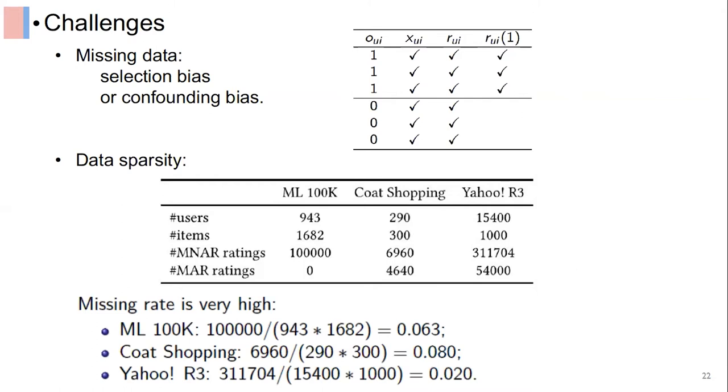Currently, most of the causal recommendation methods focus on the missing data problem. In addition, since the missing rate is very high in recommendation, this problem is called sparsity. We can say that only 2% of the outcomes are observed in the Yahoo R3 data. So 98% of data are missing, and we only observe 2% of the data.